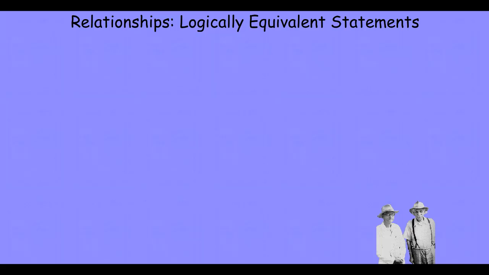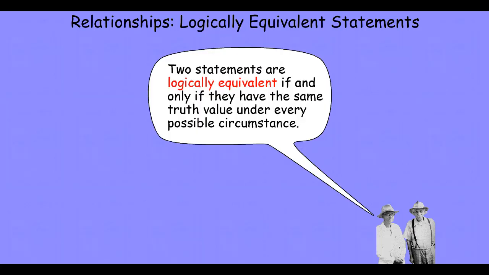In our last module, we looked at how we can use truth tables to determine the kind of logical statement that we have. Now we want to look in this module at how we can use truth tables to determine whether or not statements have particular important kinds of logical relationships to one another. And the first logical relationship we want to look at is that of logical equivalence.